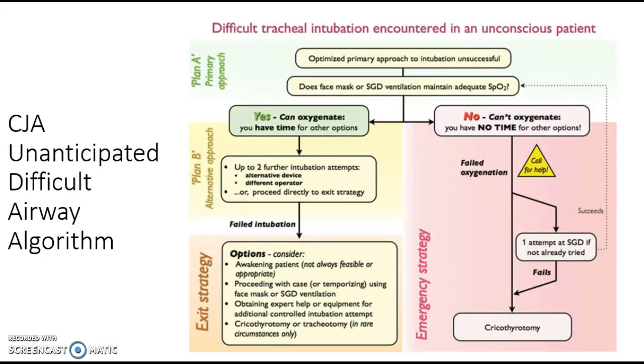This is the Unanticipated Difficult Airway algorithm published in the CJA. Key points include the following. Patient's morbidity increased with the number of attempts at tracheal intubation, and therefore 3 failed attempts at tracheal intubation should be taken as an indication to declare a failed intubation situation. This is when we should pause and consider exit strategies.